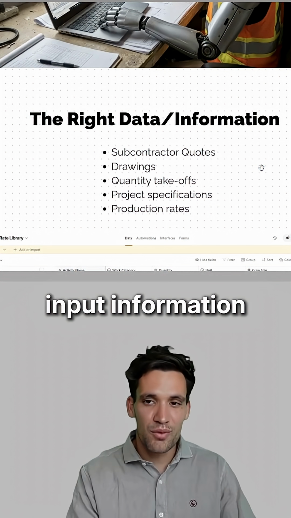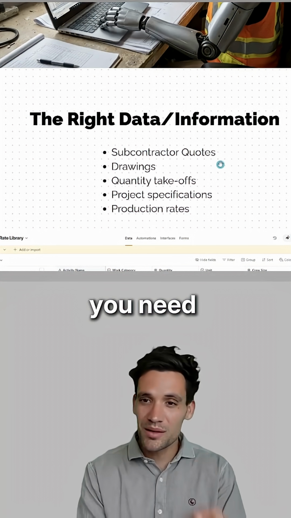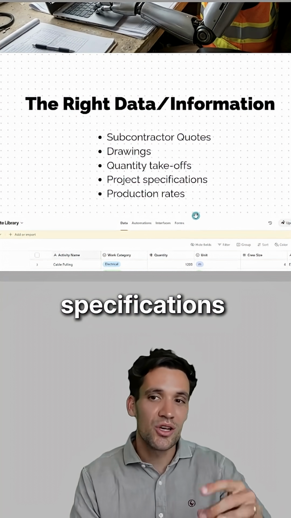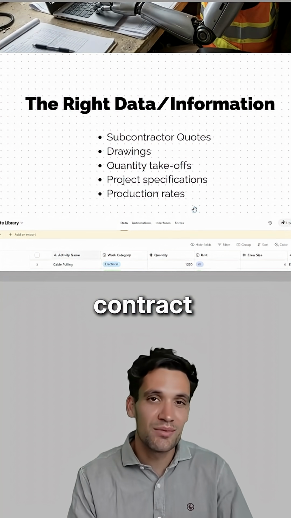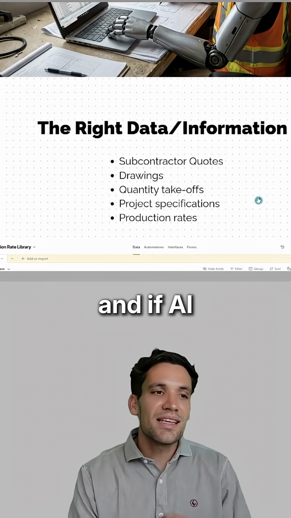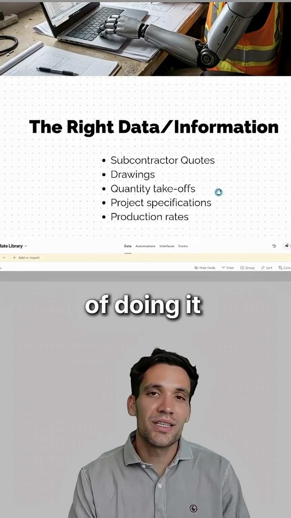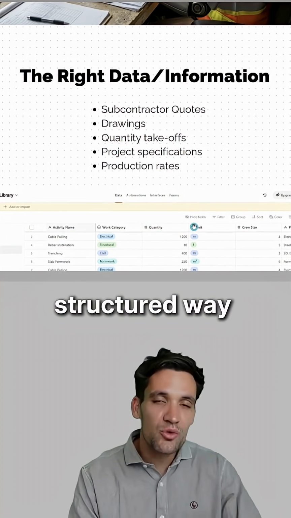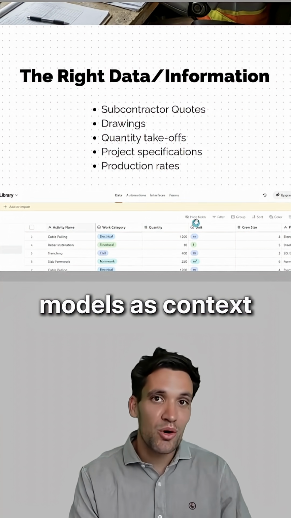The other point I'll make is to do any construction management tasks, you actually need a lot of input information. Think about preparing an estimate. You need subcontractor quotes, drawings, quantity takeoffs, project specifications, production rates, contract, all these different documents. And if AI has any hope of doing it to the same level as a person, there needs to be a structured way to give this data to AI models as context.